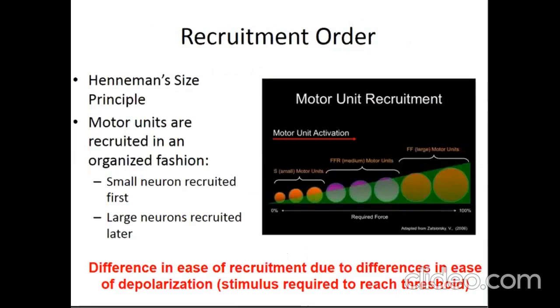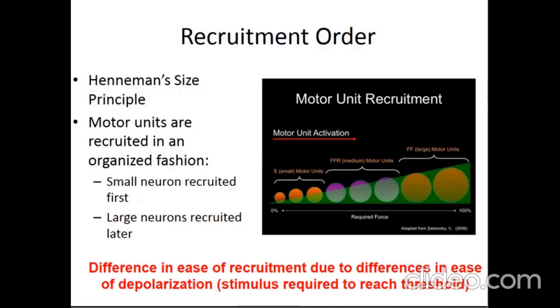In terms of the recruitment order, there is a principle that explains this, which is called the Henneman size principle. This principle describes the order in which muscle fibers are recruited as we contract our muscle. The order depends on how much force or effort is required. So we start by recruiting smaller motor units composed of type 1 slow twitch fibers at lower intensities and easy movement.